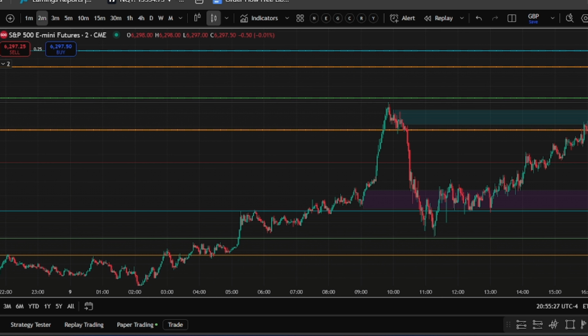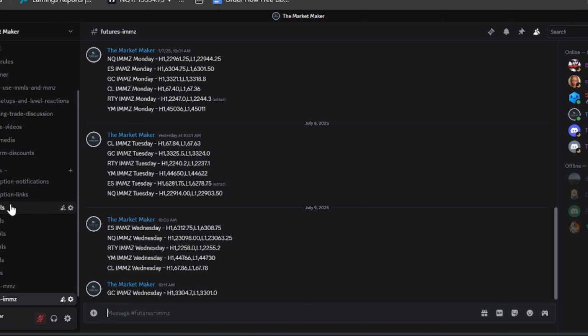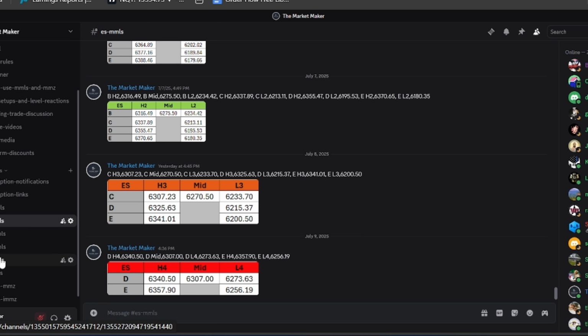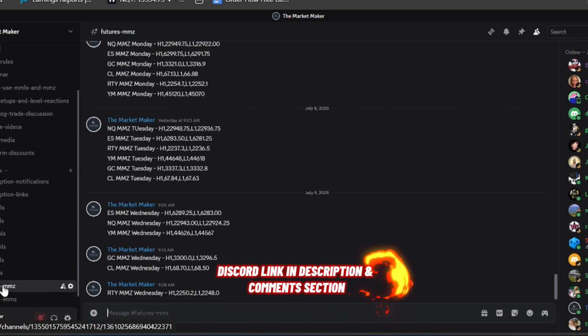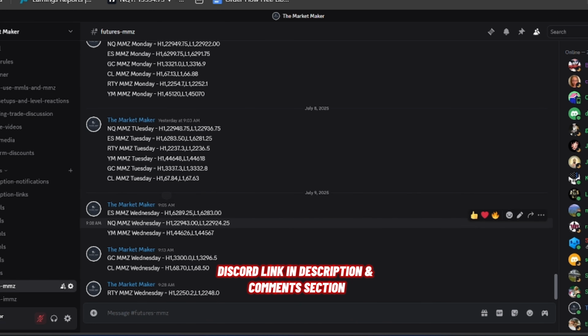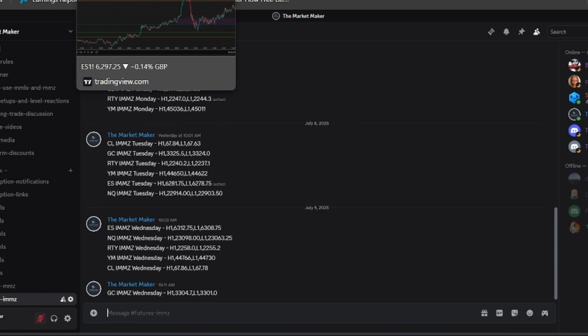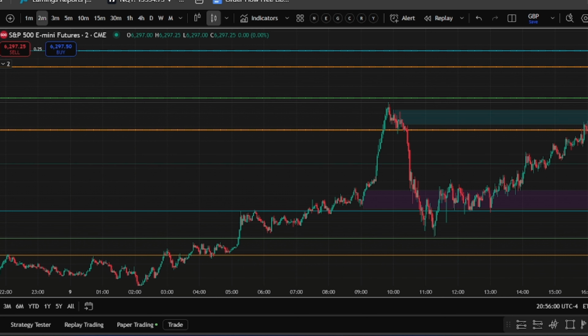I shared the levels and the zones for the six markets: ES, NQ, GC, CL, RTY, and YM in my Discord. So this is NQ, ES, GC, RTY, YM, and CL, and then the future MMZs. You can see they were provided at 9 a.m. and the IMMZ is provided at 10 a.m. Based on these levels and zones, let's see how the price reacted and how you could have traded using them.